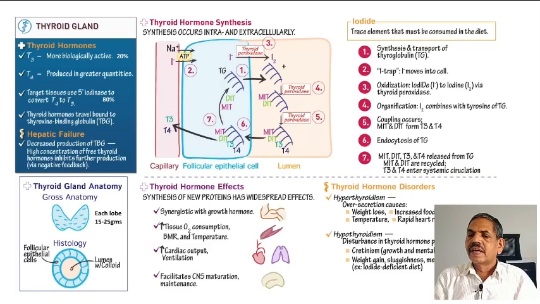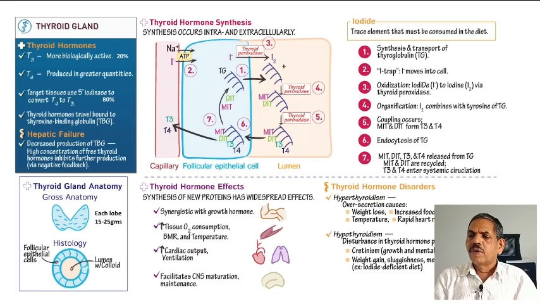They control the synthesis of new protein and has widespread activity in the body. They act in synergy with the growth hormone, increase the oxygen consumption, thereby increasing the basal metabolic rate and temperature. It also increases the cardiac output and ventilation. During childhood, during fetal life and neonate, it will facilitate the maturation of the central nervous system, and in adulthood it maintains the function of the central nervous system.